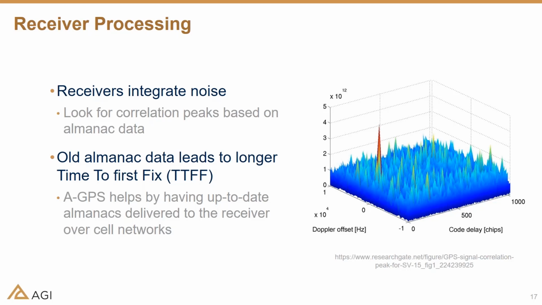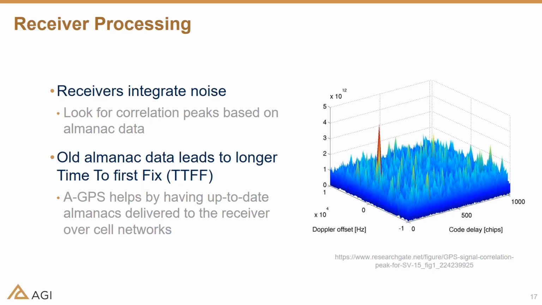If your almanac is old, or if you don't have an almanac, it'll start looking for a correlation in that. You can see the peak in the graph there. It'll start looking for that correlation peak as it integrates that noise, but it won't find it. So it will have to expand that Doppler offset bandwidth there and try and integrate again. So as it goes through this process of looking for satellites and correlation peaks over the Doppler offset and the code delay, it can take longer and longer if you don't have an almanac, or if you have an almanac that's really old.